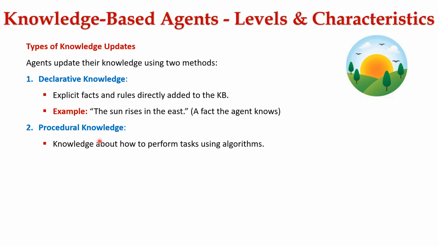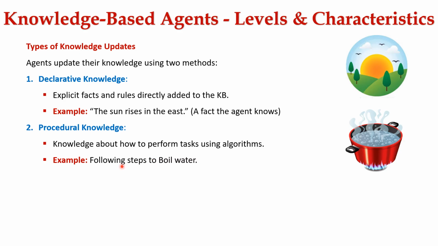Next comes procedural knowledge. Here, the knowledge about how to perform the task using algorithm should be given clearly. For example, following the steps to boil water. In order to boil the water, first we have to fill the pot with water. Then we have to place the pot on the stove. Next, we have to turn on the heat. And we have to wait until the water gets boiled. So this is how the procedural knowledge is given to the agent.